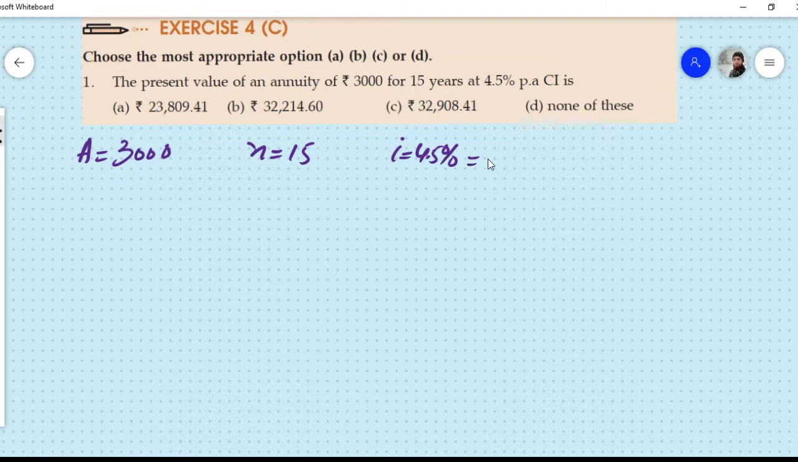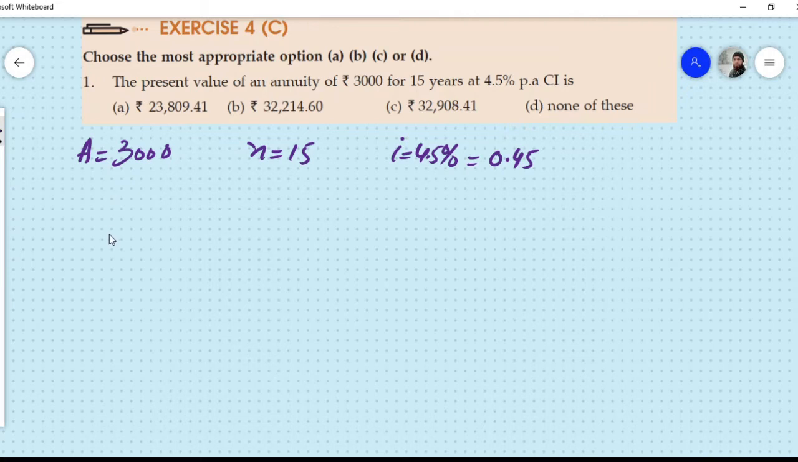which is equal to 0.45. Then he says, what is the present value of annuity? So we will use the formula here. First we have to think about which annuity he is talking about. Is this ordinary annuity, or is this immediate annuity or regular annuity? So let us see. When he is talking about a 3000 annuity for a time duration of 15 years, definitely he is talking about an ordinary annuity or regular annuity.